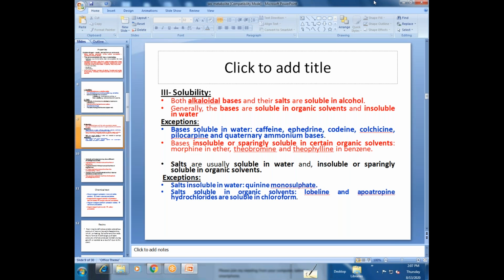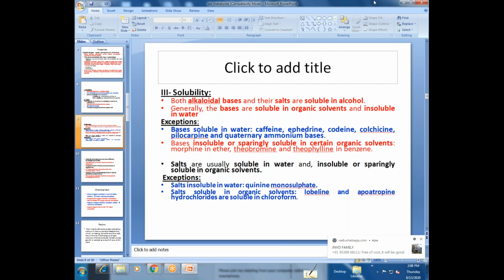Now, in the solubility, there are three categories. The first one is that the free bases and the salts are soluble in alcohol. The second category, the free bases are not soluble in water, they are soluble only in organic solvents. The third category, salts of free base: when we react a free base with an acid, it forms a salt. These salts are soluble in water. It's clear, I think.